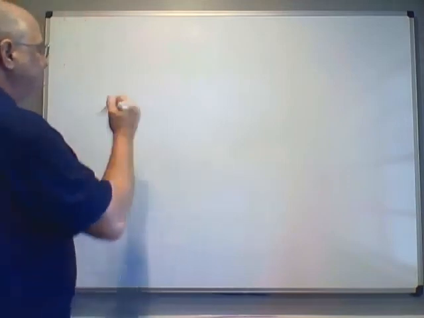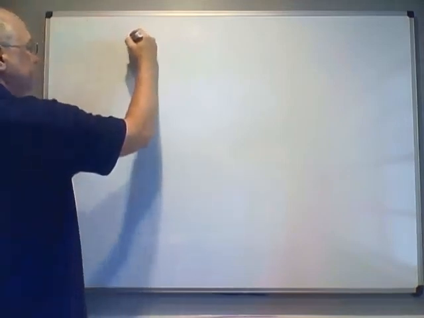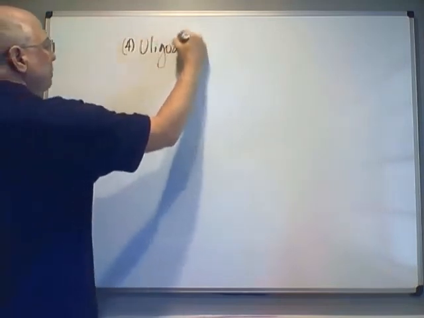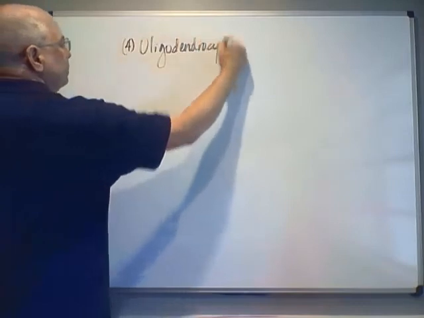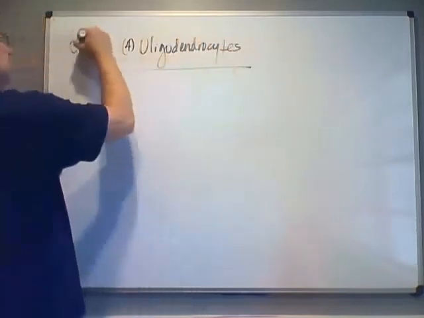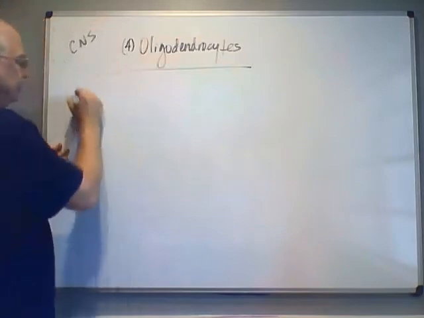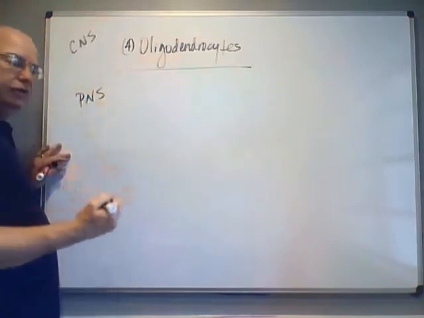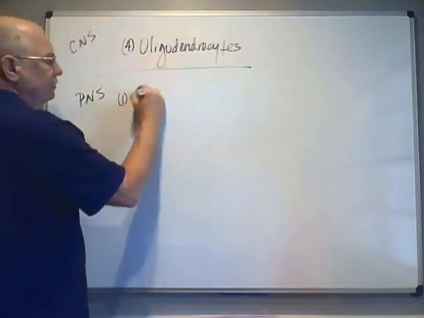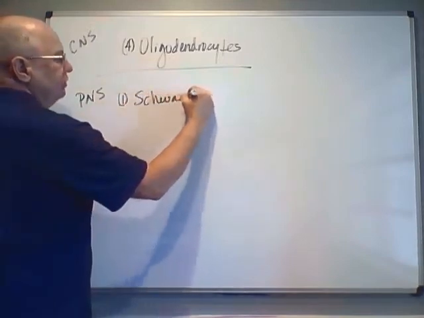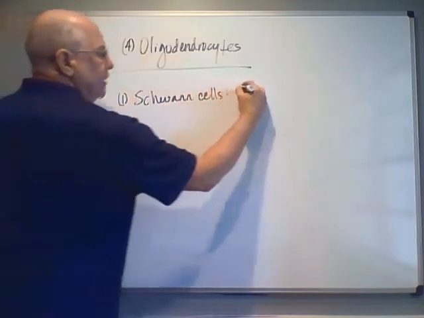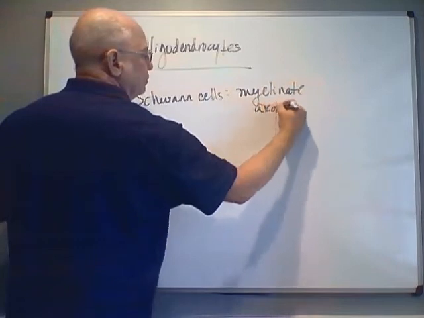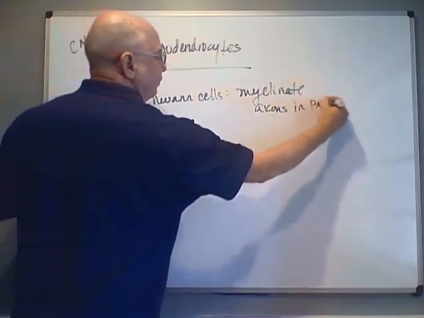Now, the last of the four CNS glial cells that we can talk about are called oligodendrocytes. Now, before I talk about that, let me mention in the peripheral nervous system, in the PNS, we have two major glial cells that we're going to talk about. One of them is called Schwann cells. Well, you've already heard about Schwann cells. They myelinate axons in the peripheral nervous system.